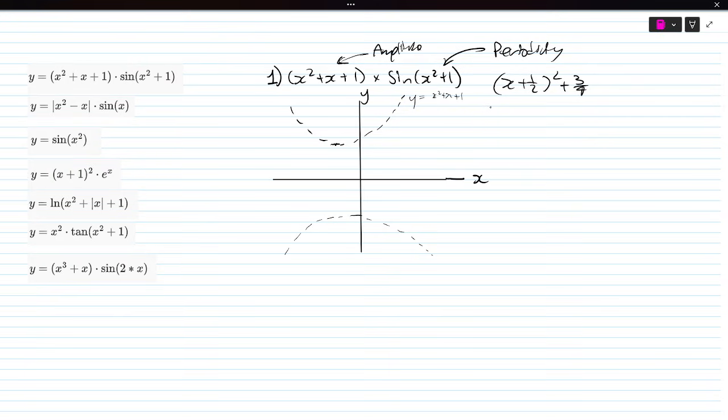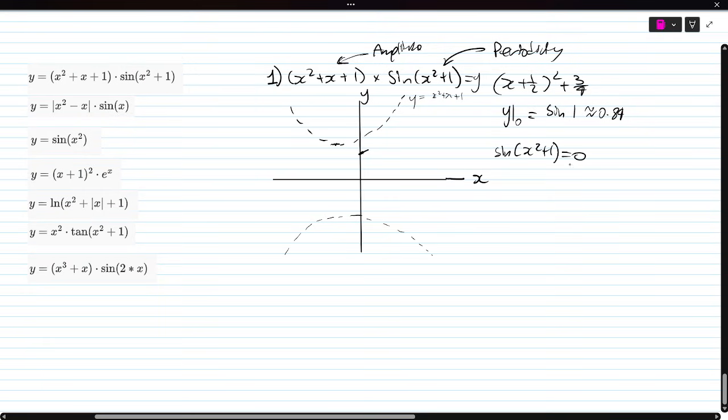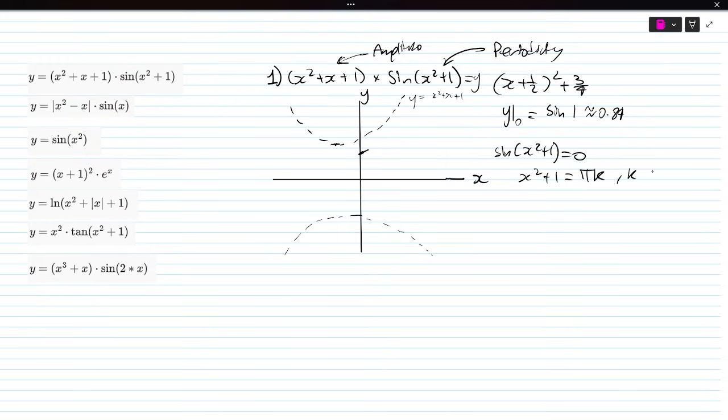I know that when x is equal to 0, my graph would be sine 1, which is roughly 0.84. So here. And what else can I say? The period, okay, a root will occur when the following is true. And I'm going to use the general solution. And therefore, we have the following.